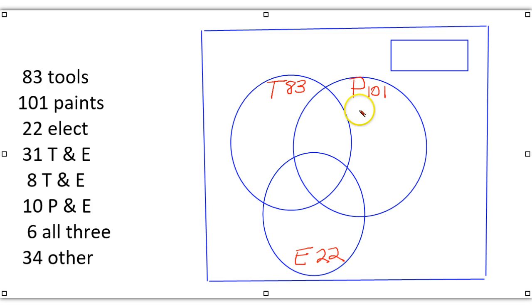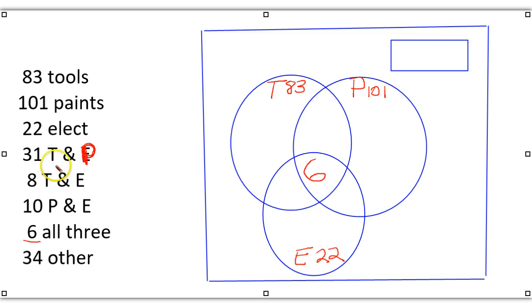Now, as we mentioned in our lecture, when you are doing something like this, it's best to start in the innermost part where you have the intersection of everything. And it's saying that there were 6 that had all three. So we can put our 6 right there for all three. Now we start to look at how many had both a tool and paint. Well, tool and paint. And I put the wrong letter there. That should be the paint. So there were 31.